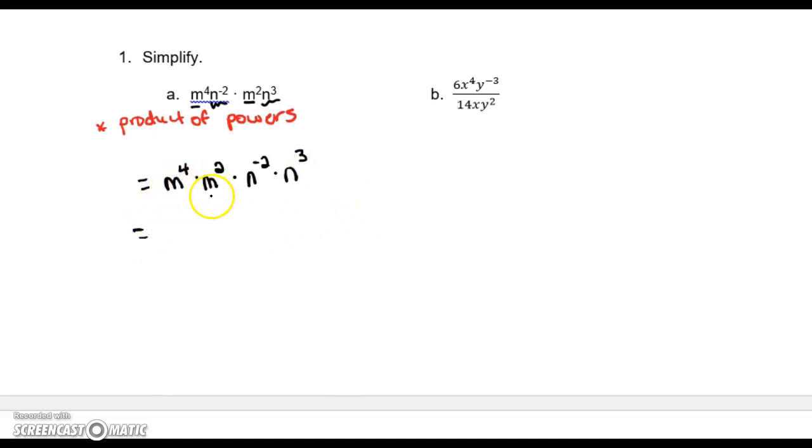Working with the same base, we're multiplying these two variables, which means we add the exponents. So this is m to the power of 4 plus 2, and then n is negative 2 plus 3. We can go ahead and simplify this. 4 plus 2 gives you 6, so we have m to the power of 6, and then n is negative 2 plus 3, which is to the power of 1. But we typically don't write to the power of 1, so we can just rewrite that as m to the power of 6 times n.